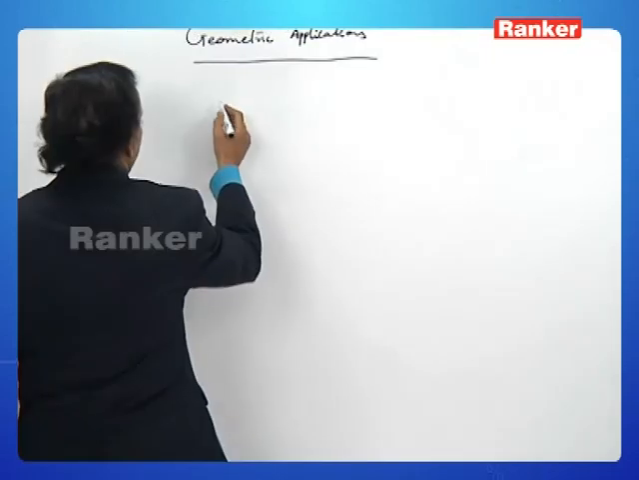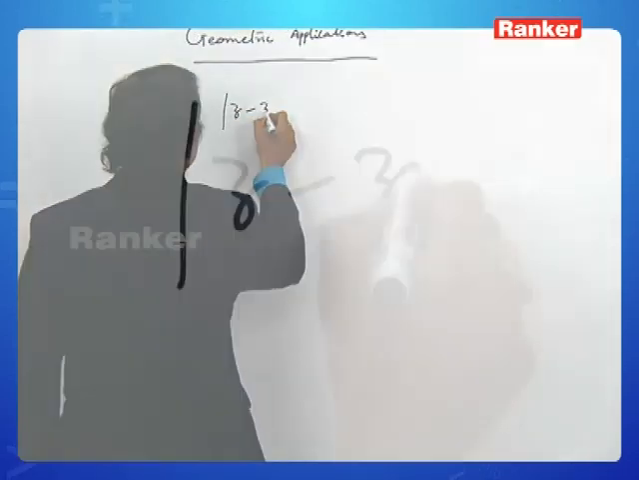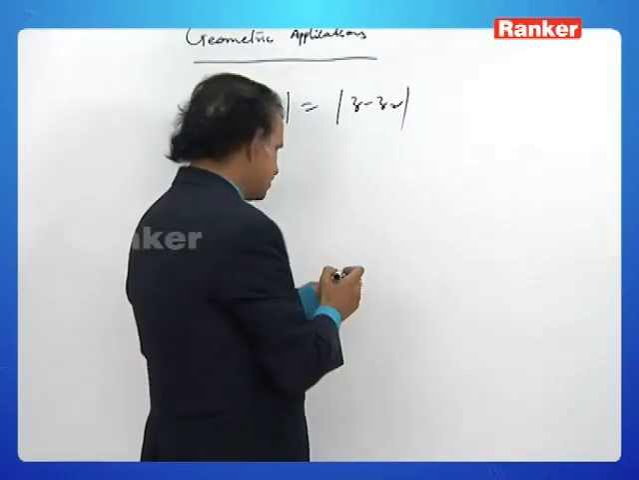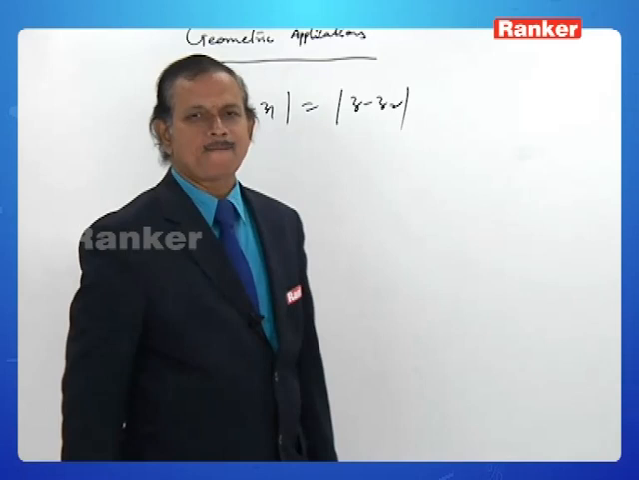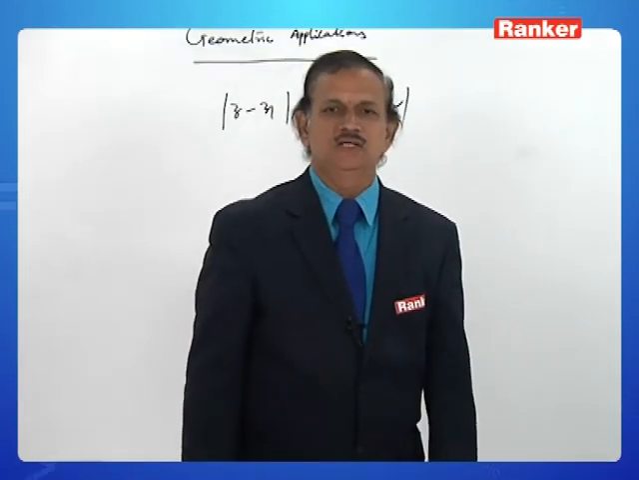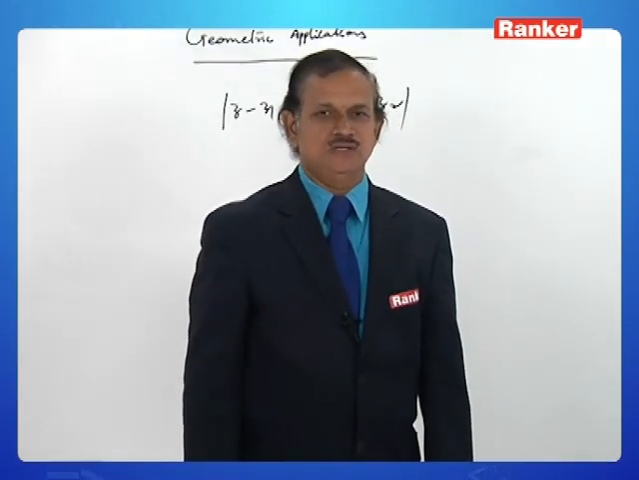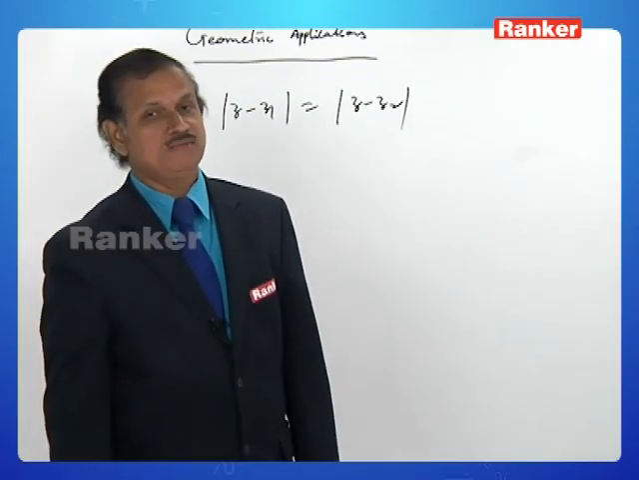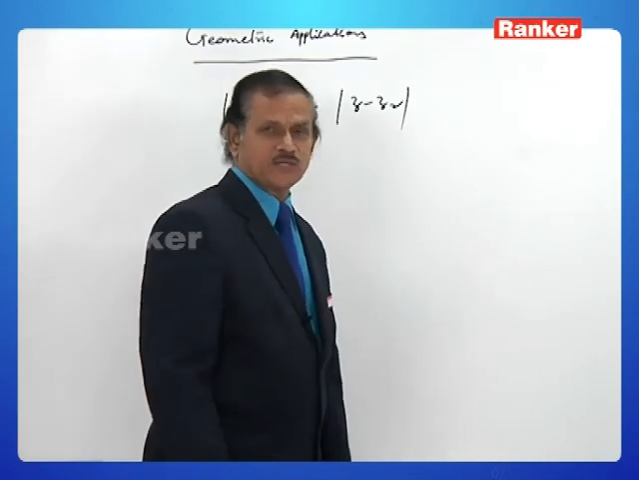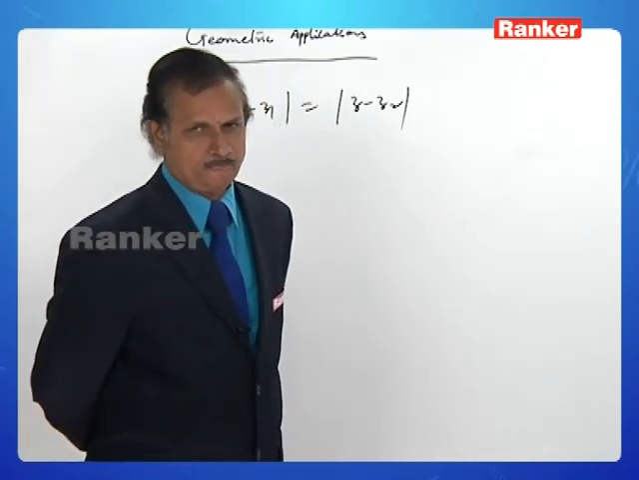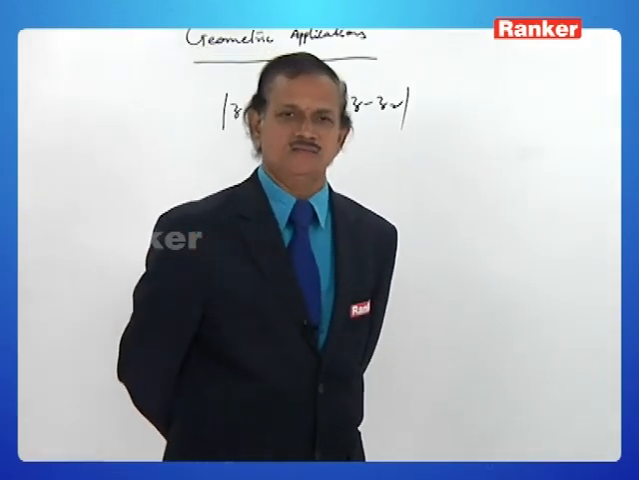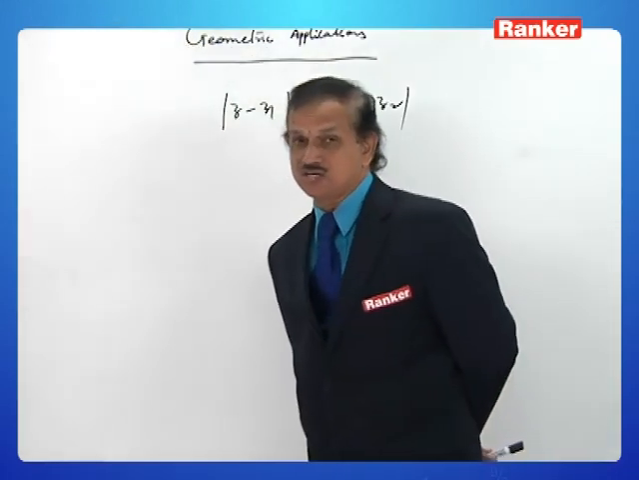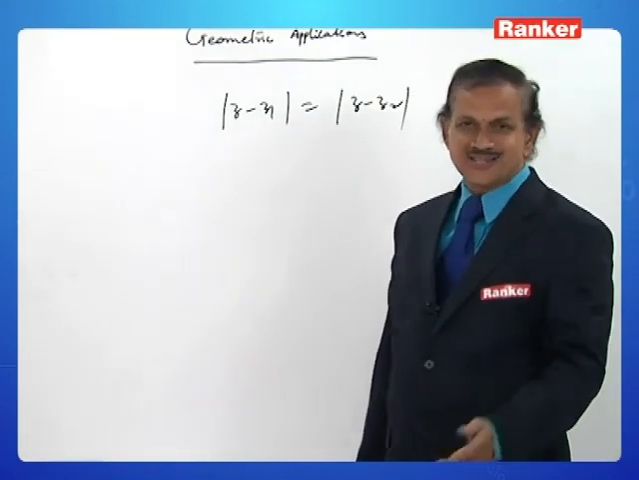Next one. Modulus of Z minus Z1 is equal to modulus of Z minus Z2. What is the locus of Z? I'm not giving you any numbers. I just give you Z1 and Z2, general complex numbers, any given complex numbers. Z is the arbitrary complex number. If mod Z minus Z1 is equal to mod Z minus Z2, like that, if it is given in the data, how can you trace that result?